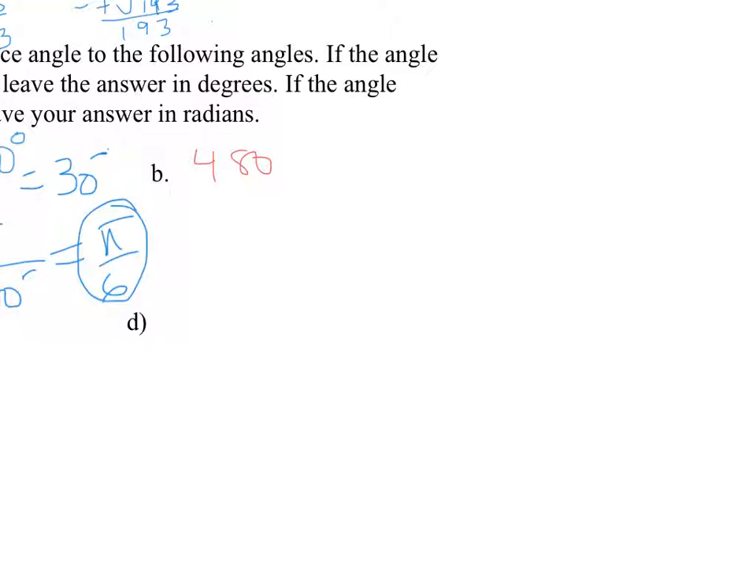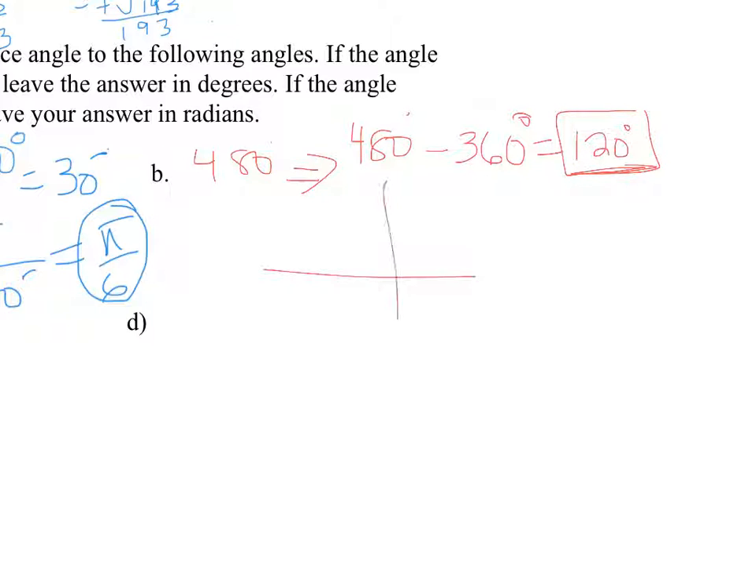Okay, so for 480, we first want to see the location. So it's more than 360, so we know we're doing more than a loop. So we're going to subtract a loop, and we're left with 120 degrees. So we're going to go to this spot, because you loop around once, and then you add 120. So that's where we stop. So 360 plus 120 more.